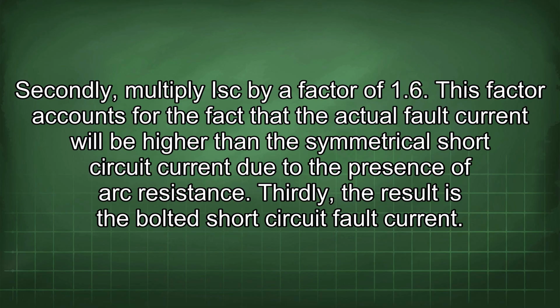Secondly, multiply ISC by a factor of 1.6. This factor accounts for the fact that the actual fault current will be higher than the symmetrical short circuit current due to the presence of arc resistance. Thirdly, the result is the bolted short circuit fault current.